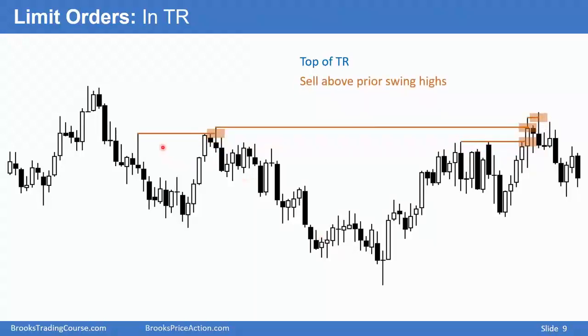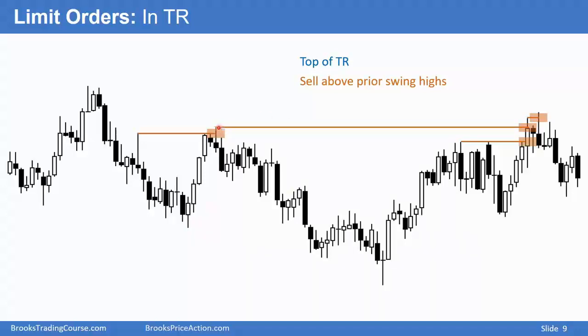When the market looks like it might be entering a trading range, very tight bear channel, first reversal up, probably minor, a bull leg in a trading range, traders will sell at prior highs. Here's a prior high. Traders will place a limit order to sell. They'll get filled here. They'll put a stop above this bear trend high.